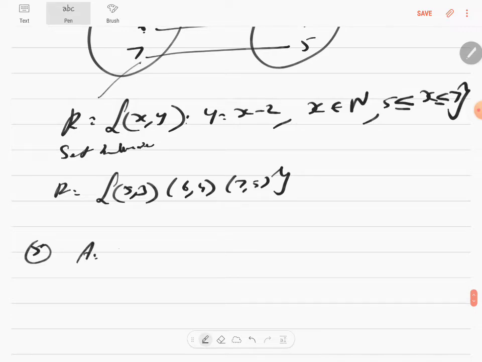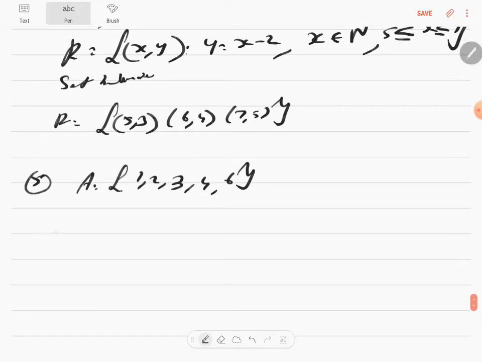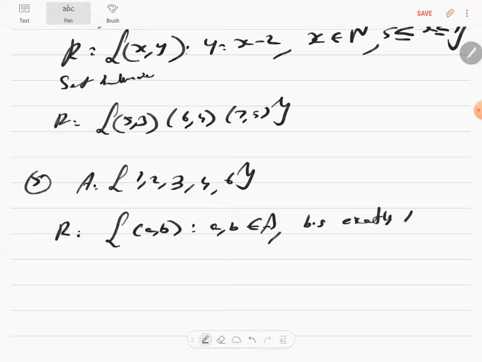A set A is {1, 2, 3, 4, 6}. Let R be the relation such that, let's write the relation, (a, b) such that (a, b) is an element of A, and b is exactly divisible by a. B is divisible by A. Okay. So how are you going to write the roster form?